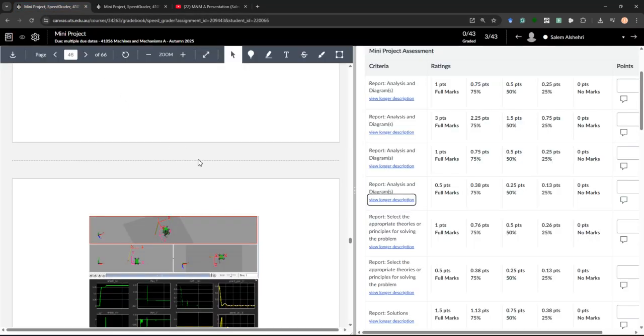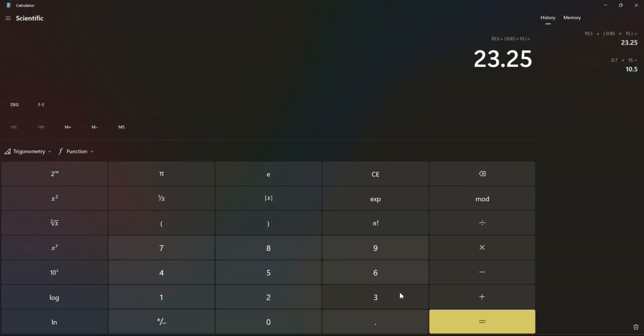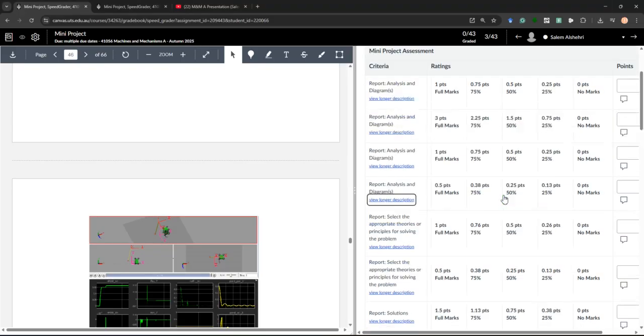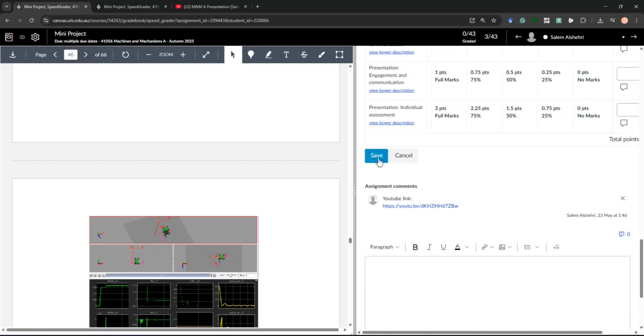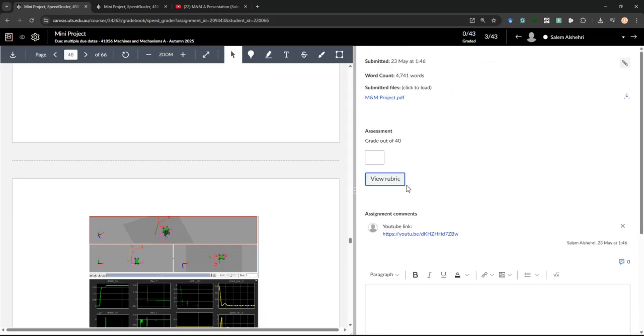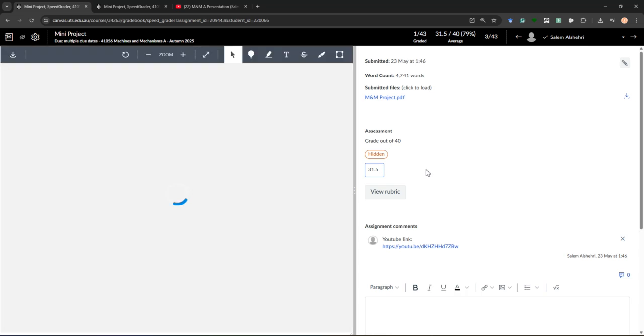Okay, so now looking at Salim, he's standing at 23.25 plus 8, so he will get 31.25. Okay, so I'll write down his grade, just cancel that. I'm going to write down here 31.5. That's his grade. Okay, so just enter and done.